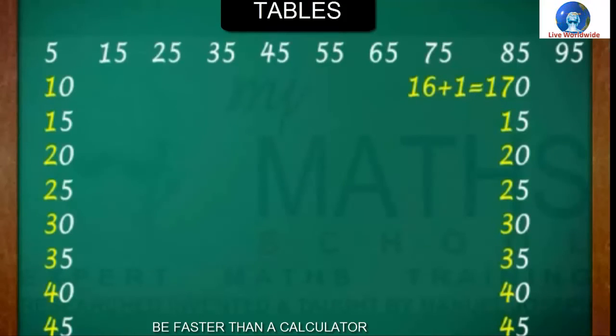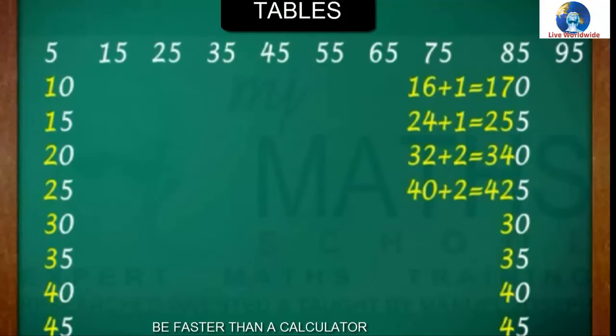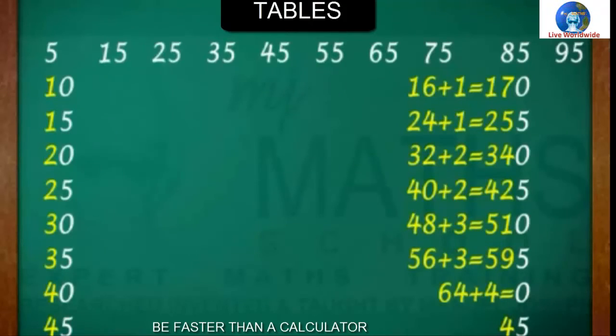16, 17, 24 plus 1 is equal to 25. 32 plus 2 is equal to 34. 40 plus 2 is equal to 42. 48 plus 3 is equal to 51. 56 plus 3 is equal to 59. 64 plus 4 is equal to 68. 72 plus 4 is equal to 76.